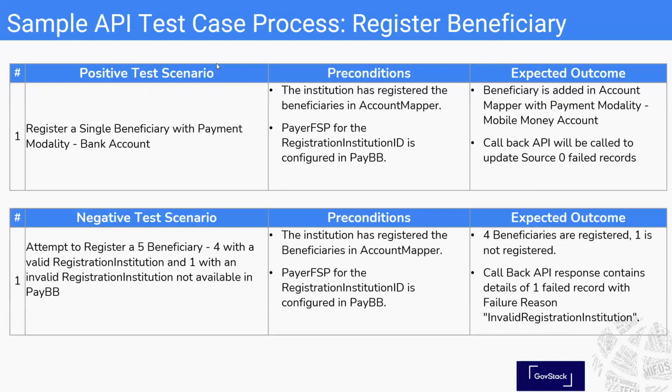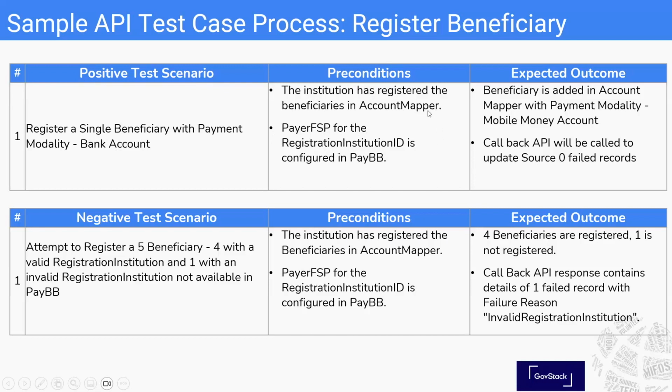Against them, we've just given you some samples. Again, we have almost all of this data in the test cases that we've shared, and all of that is loaded into the Helm charts that we were talking about yesterday. So that is already there to be carried out and tested. So for example, for the positive test scenario, if we are trying to register a single beneficiary with the payment modality being bank account, then the precondition would be that the institution is registered in the account mapper and that the pair FSP for the registered ISIN ID is configured in the payment building block. This is the step that we're talking about.